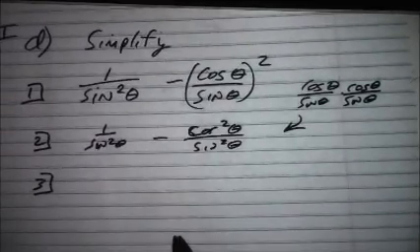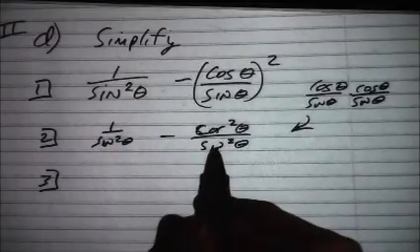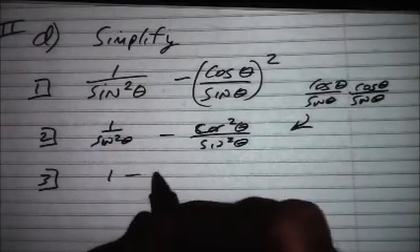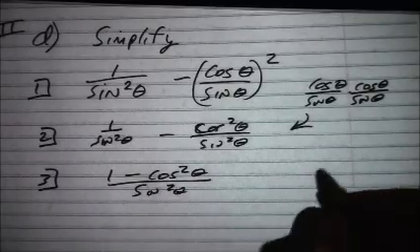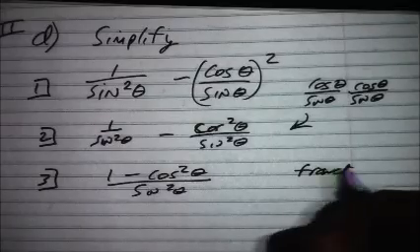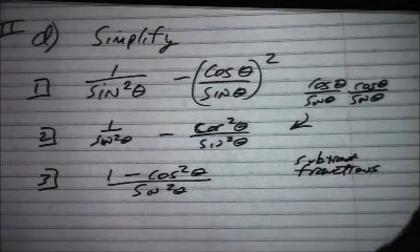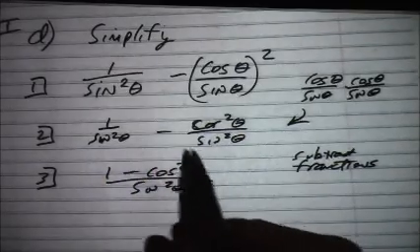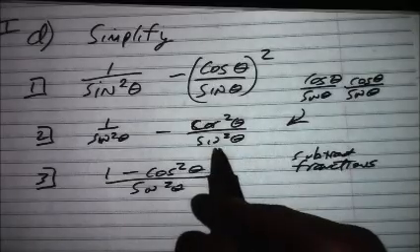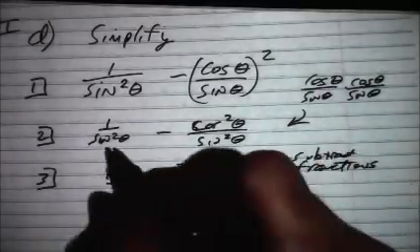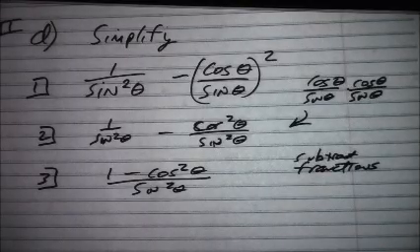Third thing, we have two fractions, and they have the same denominators. So we can simply subtract the fractions: 1 minus cosine squared theta over sine squared theta. So this is subtracting fractions, something you've done many, many times. You just might not recognize that with trigonometric functions, you can do the same thing. You really can. So that's what we're going to do. We're going to subtract fractions here.